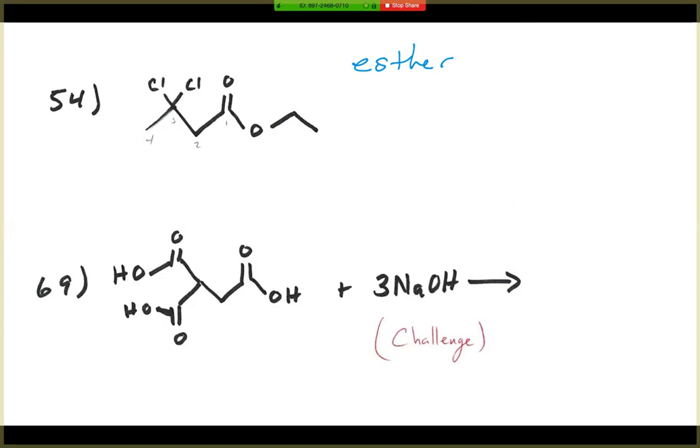So then we need to, this is not the easiest thing to name, right? We need to basically divide the molecule in half. One side is the alkyl part, and the other is going to be the carboxylic acid derivative.